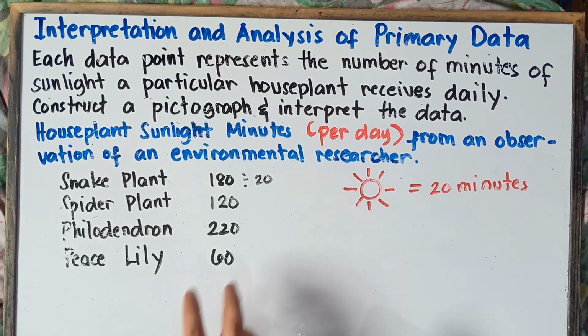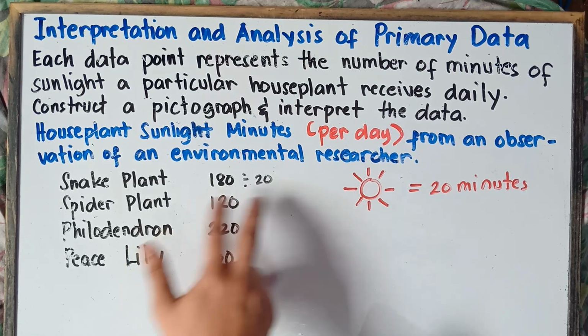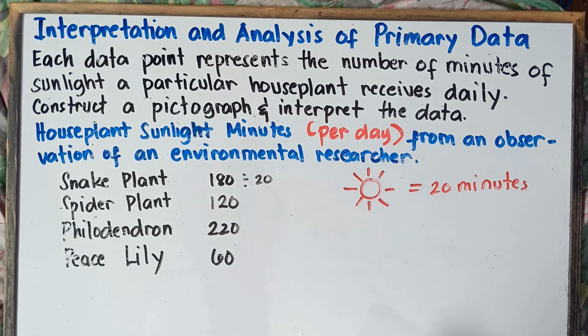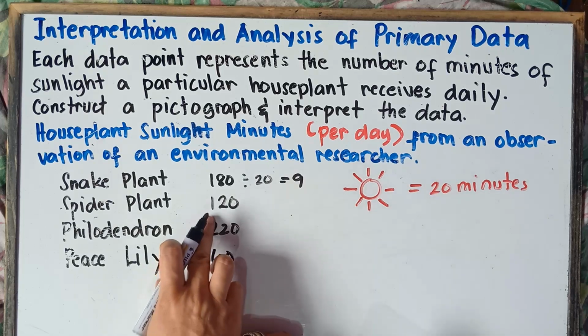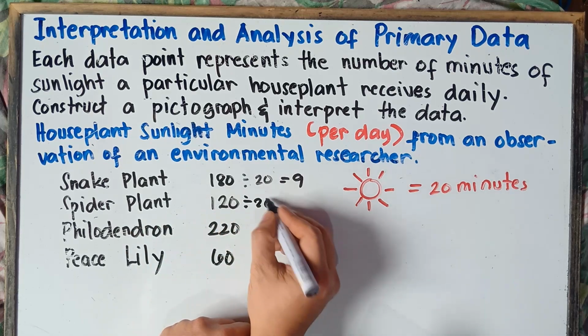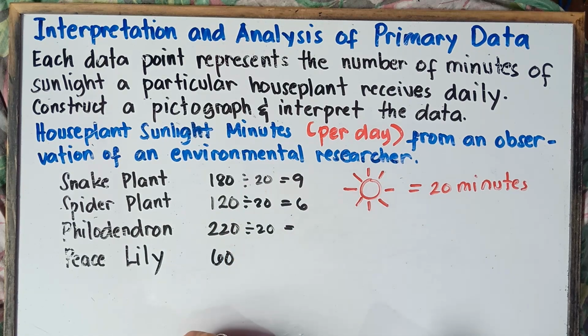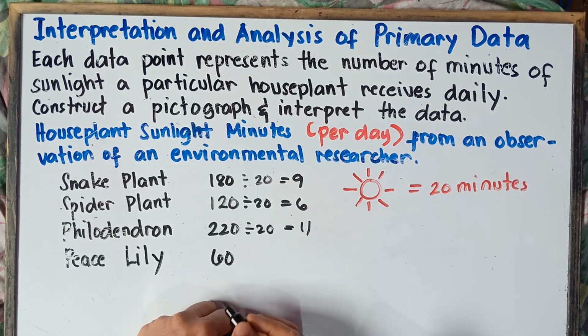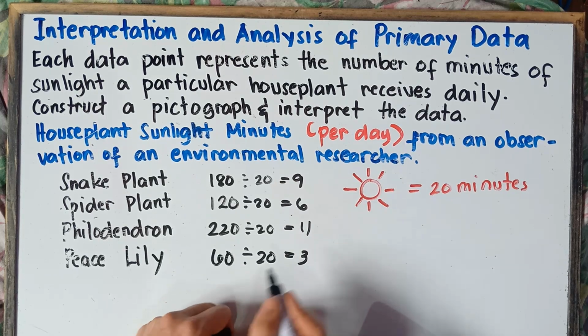So for the snake plant, how many suns will we draw? Of course, 180 divided by 20. What's the answer, class? One sun is equivalent to 20 minutes, so 180 divided by 20 is 9. So for the snake plant, we need to draw 9 suns. And then 120 divided by 20 is equal to 6. 220 divided by 20, what's the answer, class? That's correct, 11. So we draw 11 suns. And 60 divided by 20 is equal to 3.